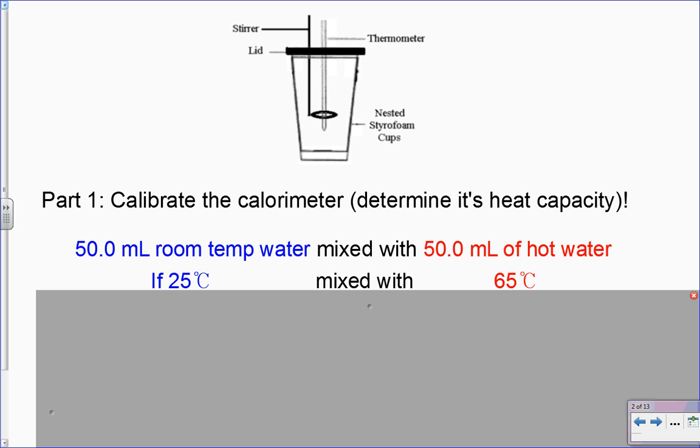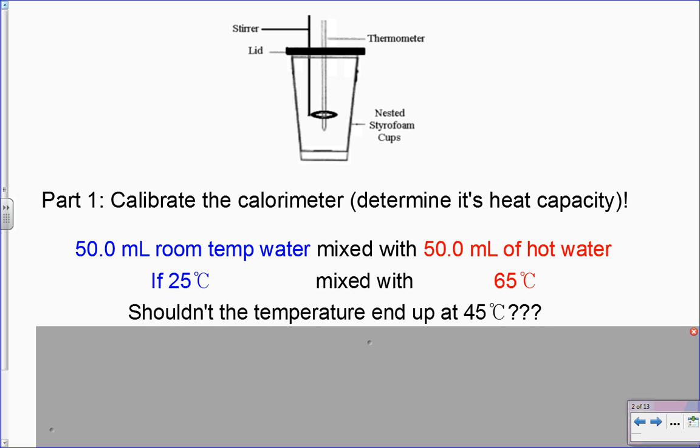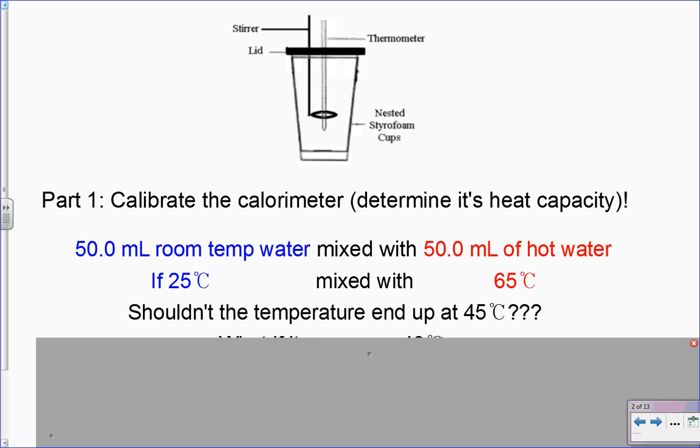And I know I didn't measure the temperatures right, but I'm doing this for simple math. So if you really think about it, 50 milliliters of 25 degrees Celsius water and 50 milliliters of 65 degrees Celsius water, when we mix those together, shouldn't the temperature end up at 45? As the mixtures mix and we reach temperature equilibrium, so the temperature equalizes throughout the entire solution with stirring, you'd think it's 45 degrees Celsius.